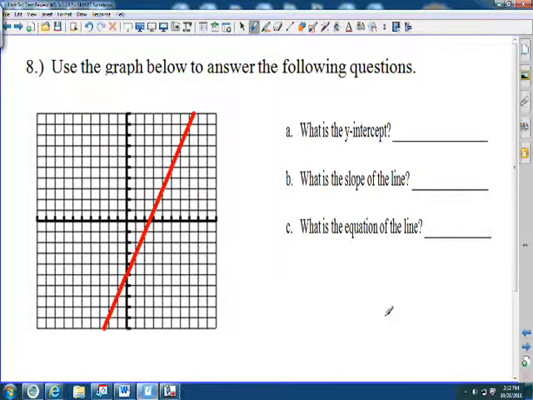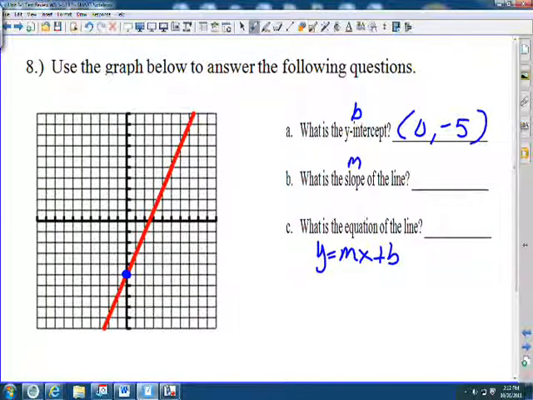Next, here's the next one. Pause the video if you don't have it done already, and then come back and see how you do. Remember, y-intercept is my b, slope is my m. Equation, y equals mx plus b. Okay, y-intercept right here. 1, 2, 3, 4, 5. 0, -5. My slope.